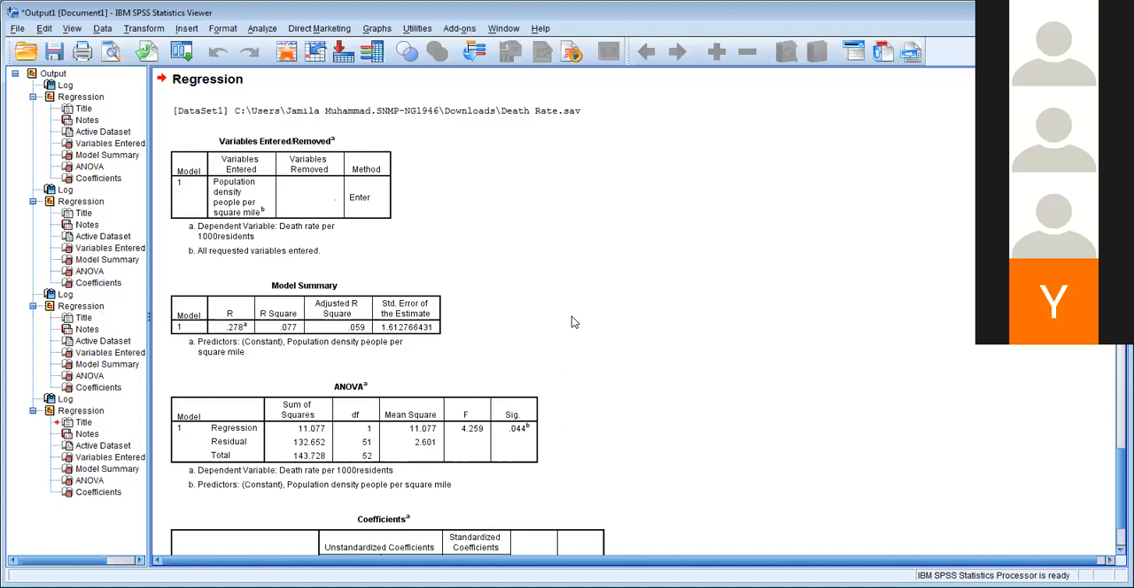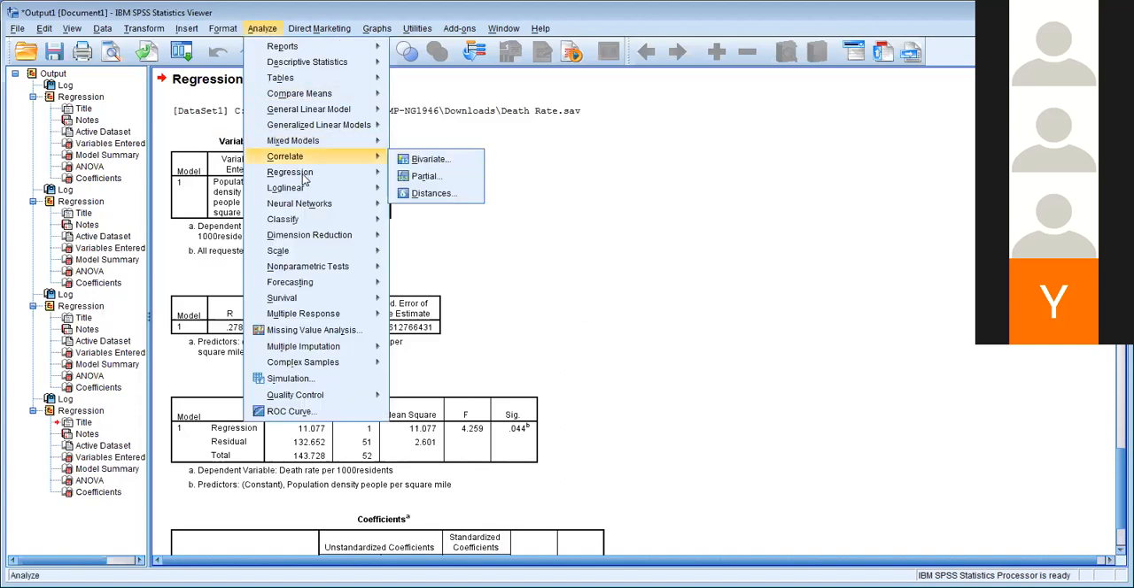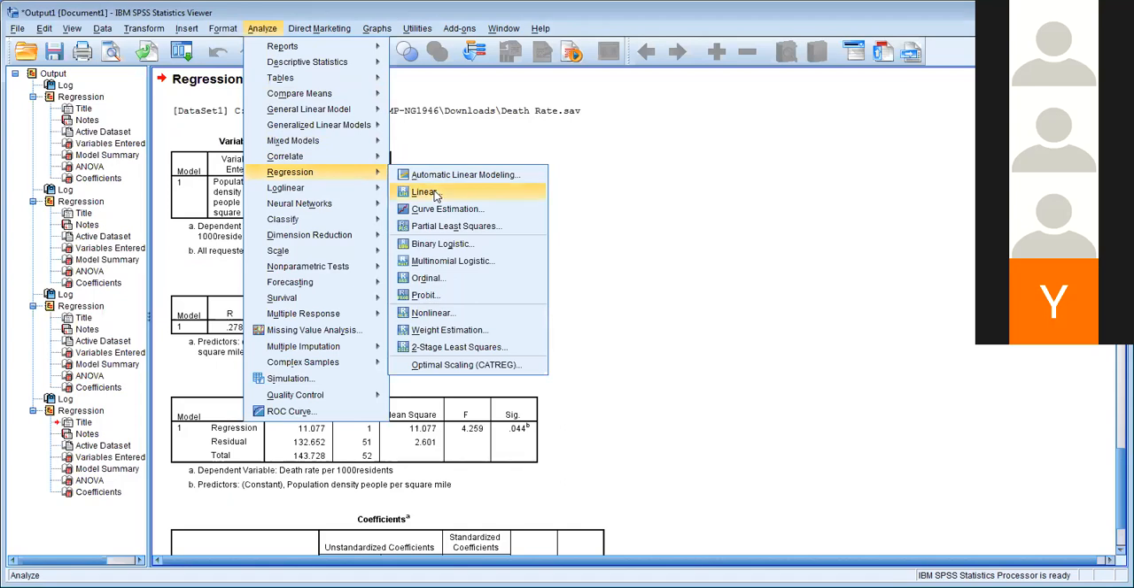Now, population density is the best one, and the next one that gave us 3% was income. So now we want to go and do multiple regression. Go to analyze again. You want to add all of them, but not all at the same time. We want to do it stepwise.